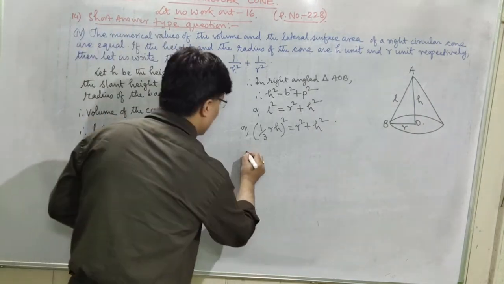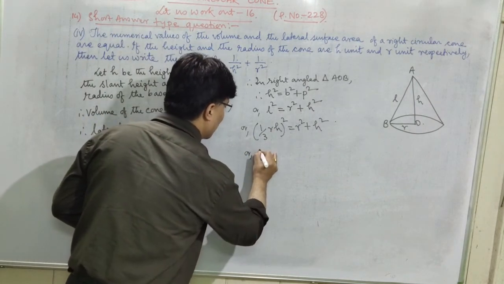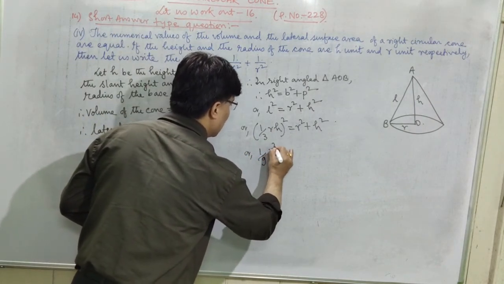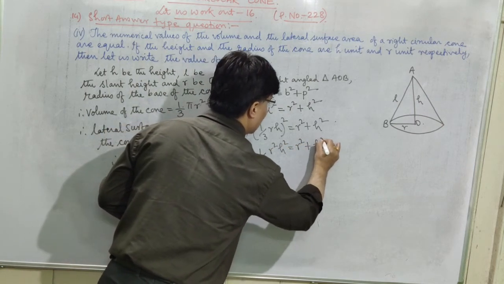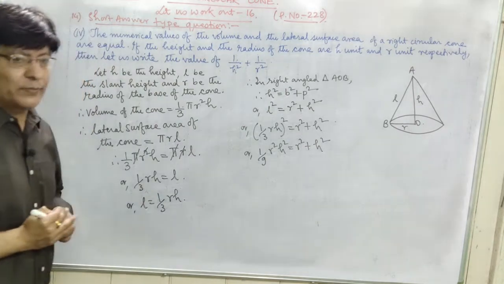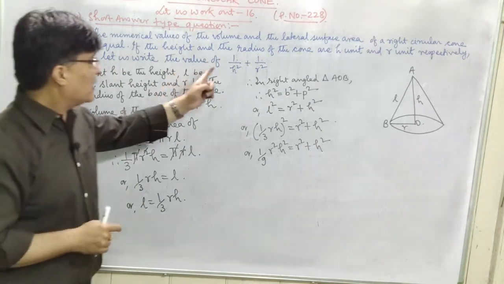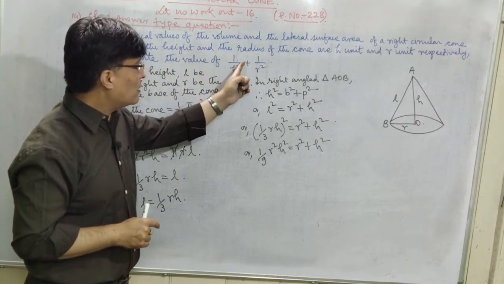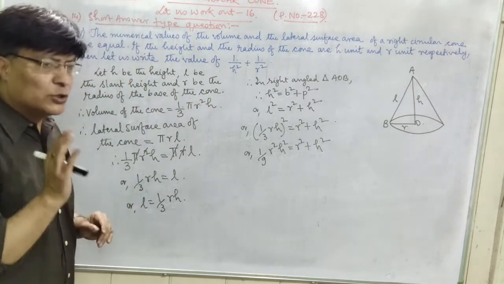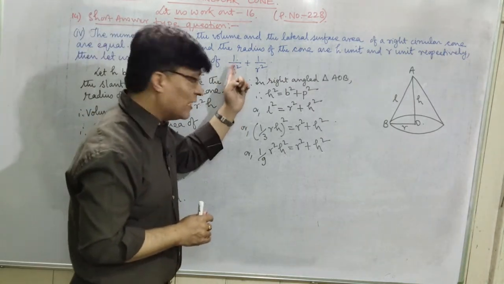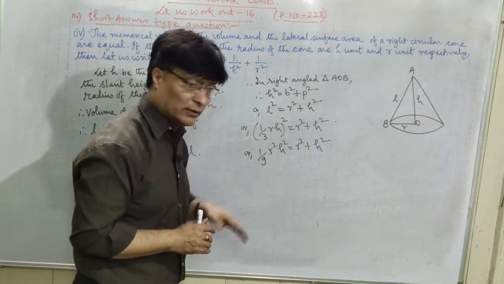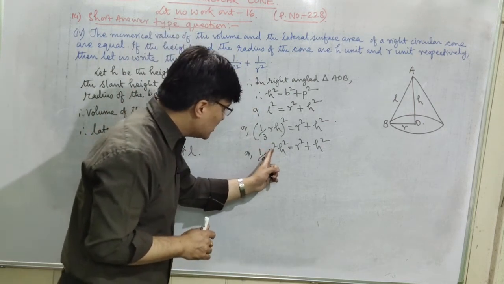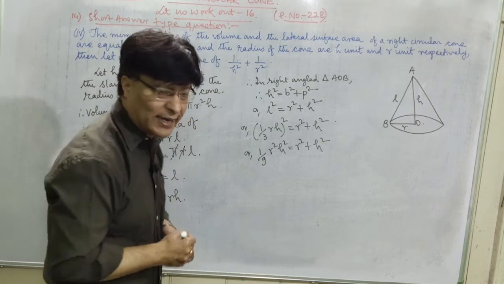Okay. So what is it now? What is 1/3 whole square? It is 1/9 R square H square is equal to R square plus H square. Now you have to get the value for 1/h square plus 1/r square. So you can easily get this value of 1/h square plus 1/r square from here. So let us take this r square h square to the right hand side.